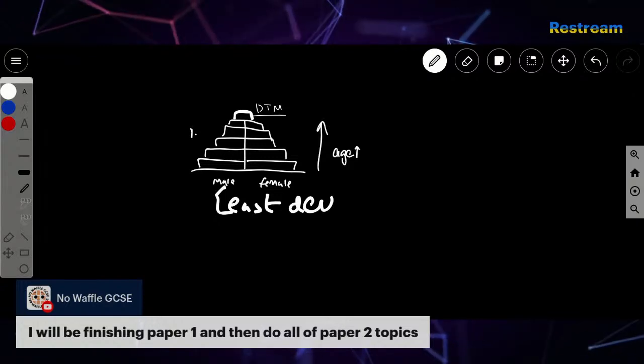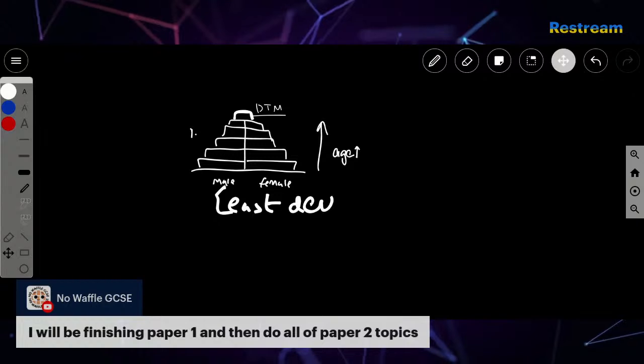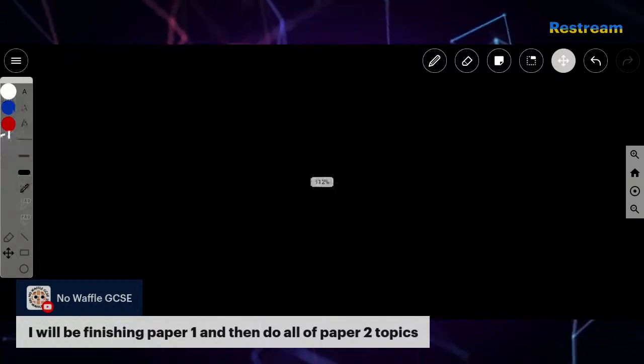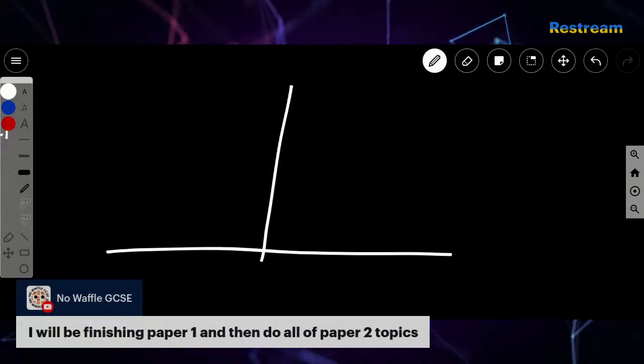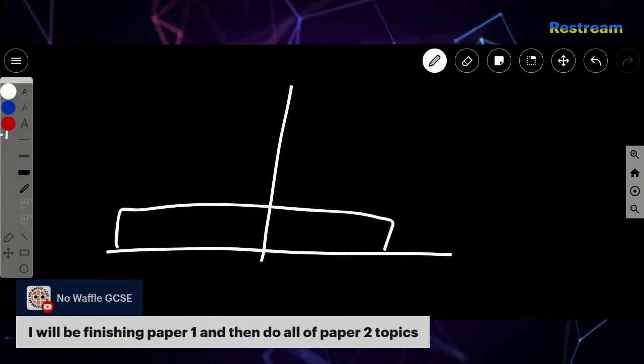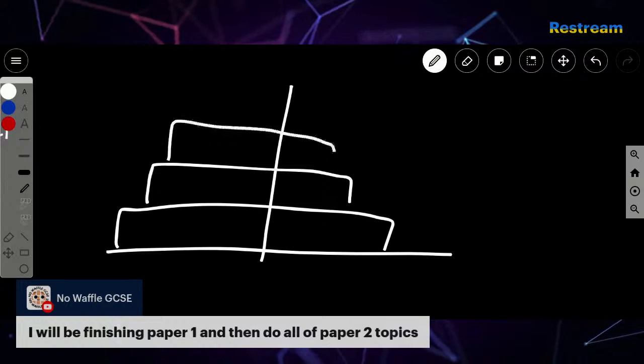Now stage 2 shows another one. Stage 2 looks like this. We've got the male and female line, and it's more stable. So it's more gradual.